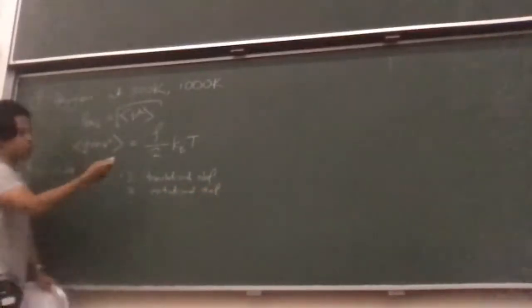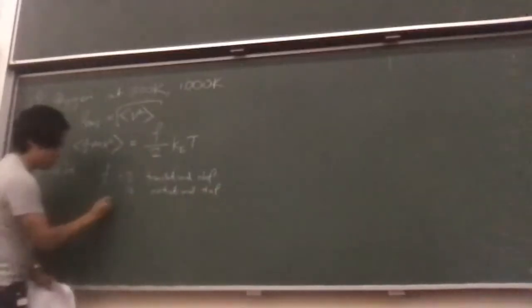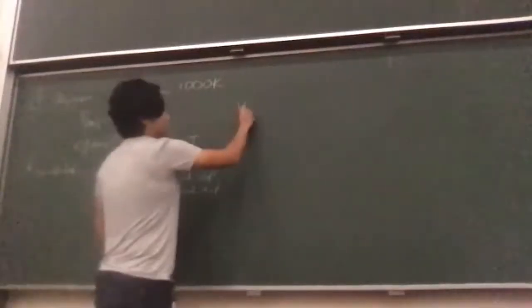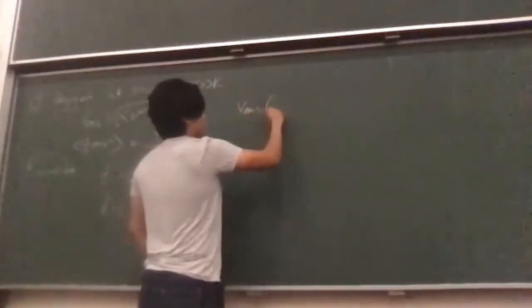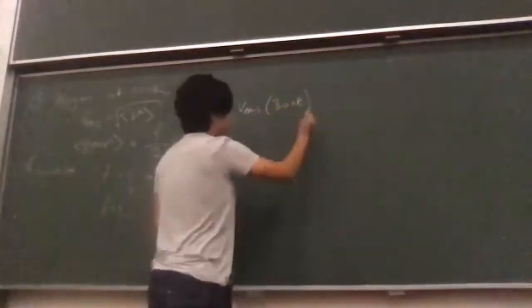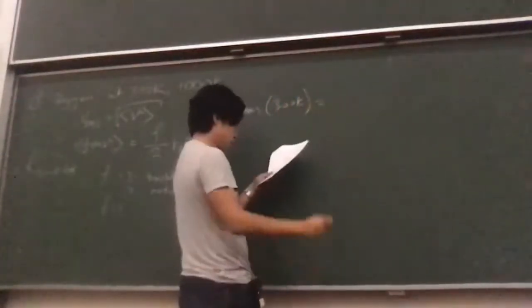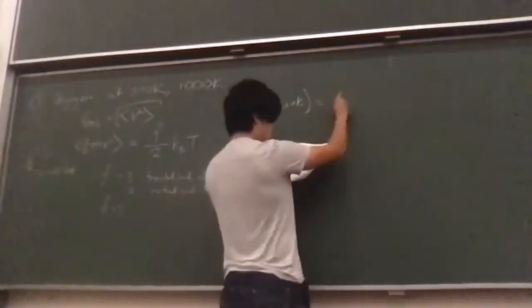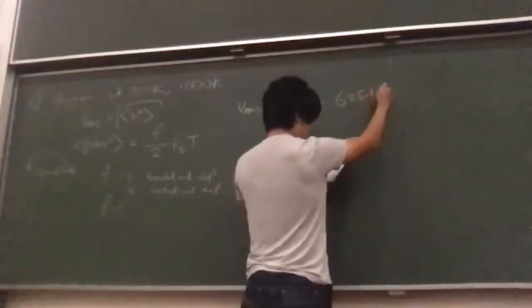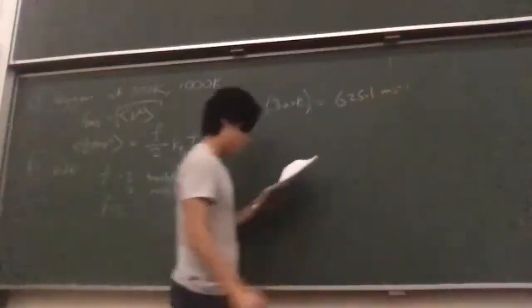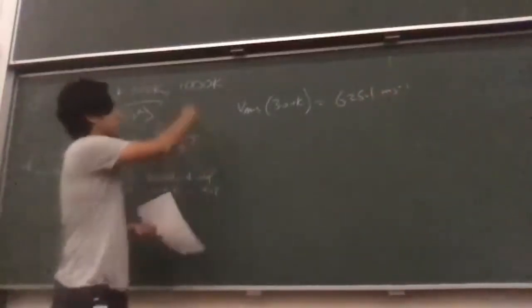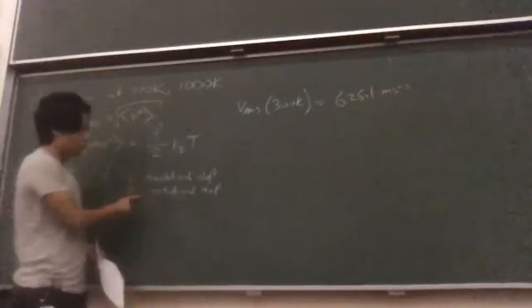So the real answer will be subbing in F equals 5 for this question, and then you should get a slightly different answer, just out by a factor of 2. So V_RMS for 300 Kelvin, if you plug in 5 degrees of freedom, you should get a different answer to the one I put in the solution. It should be 625.1 meters per second. And yeah, you can also sub in for 1,000. For 1,000, it's still 5 degrees of freedom.